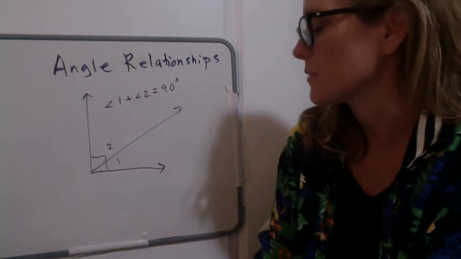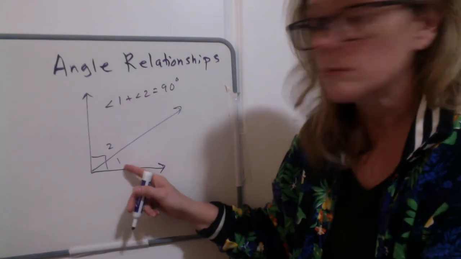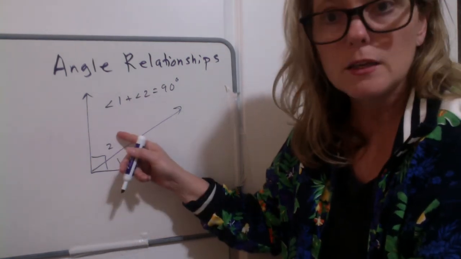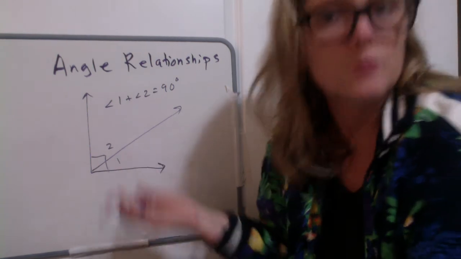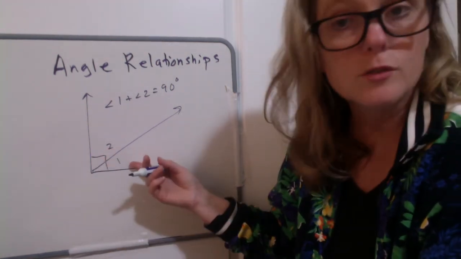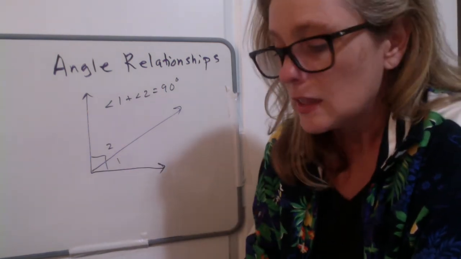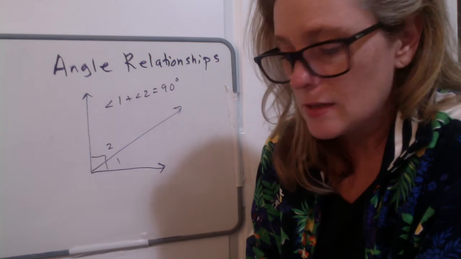All right, so I could put angle 1 plus angle 2 would be 90 degrees, and those are called complementary angles. All right. If I said that this angle was, say, 10 degrees, then this angle would have to be 80 degrees. Okay, so 10 degrees and 80 degrees. If I said that this angle was 40 degrees, this angle would have to be 50 degrees.